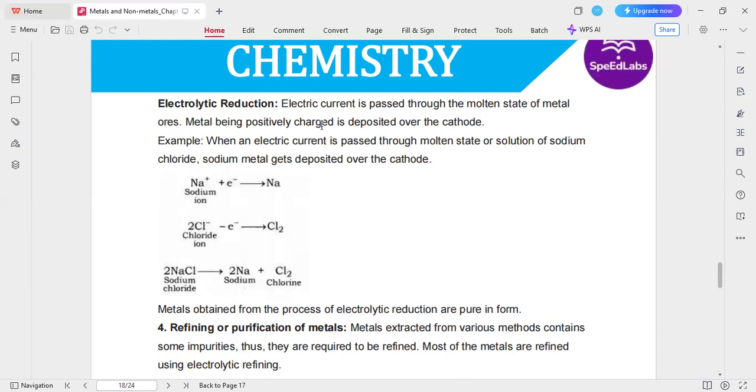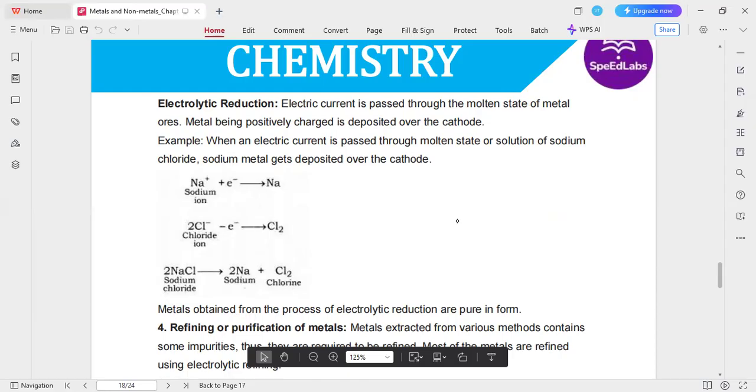The metal, being positively charged, is deposited over the cathode. Example: when electric current is passed through molten sodium chloride, sodium metal gets deposited over the cathode. So Na+ with an electron becomes Na. This is reduction at the cathode. And 2Cl- gives up electrons to become Cl2. Overall we can write 2NaCl, sodium chloride, gives 2Na, sodium, plus Cl2, chlorine. The metals obtained from electrolytic reduction are pure.